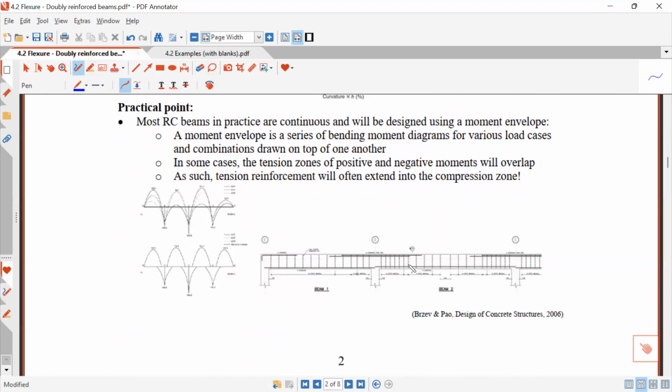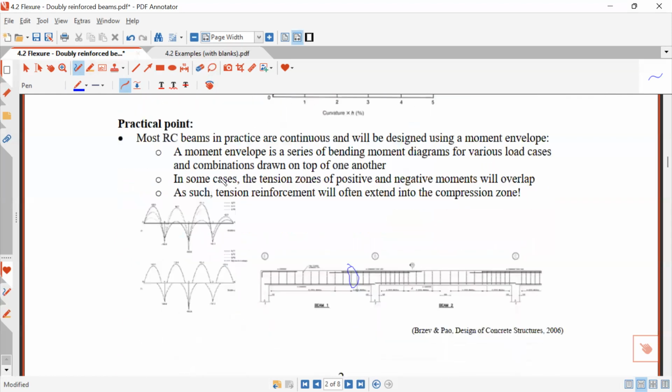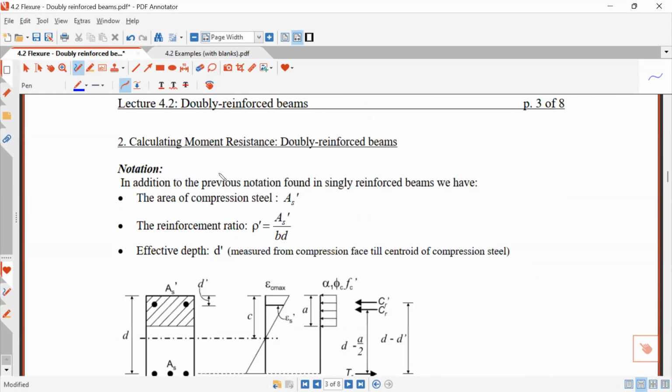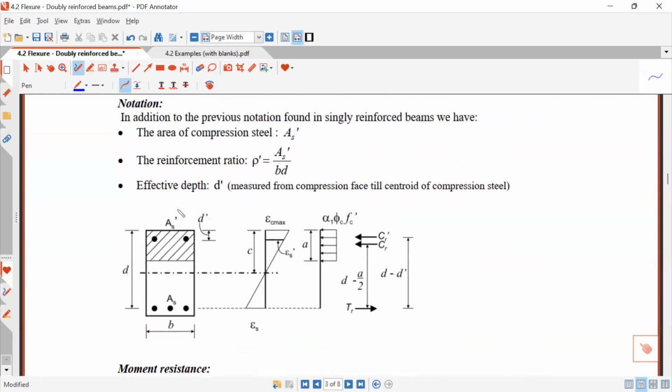This is just a practical point. We said, and we'll see it later in module 6, that most of these beams in buildings are continuous. So there are going to be some sections where, if we want to account for steel in both regions, tension and compression, we can use these double reinforced beam principles. But for us, we're going to focus on a section with an amount of steel, and we're adding an extra amount on the top. How do we determine the moment resistance?